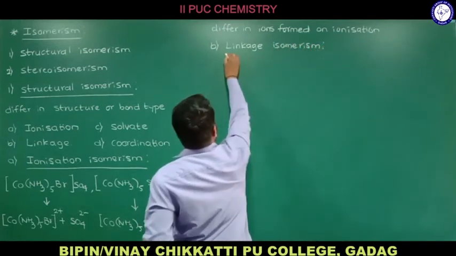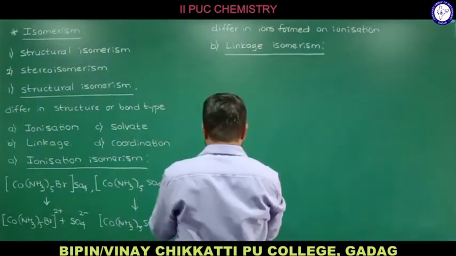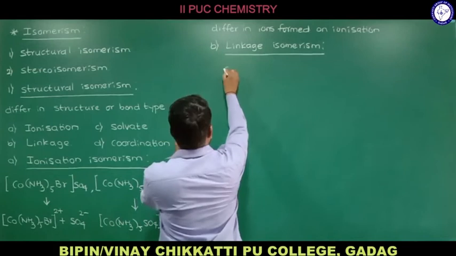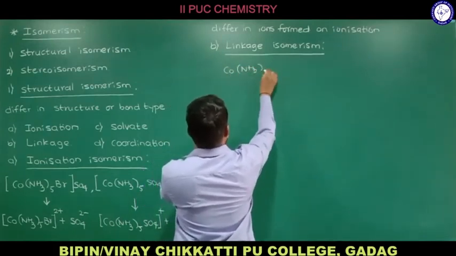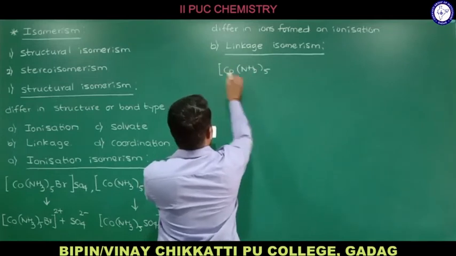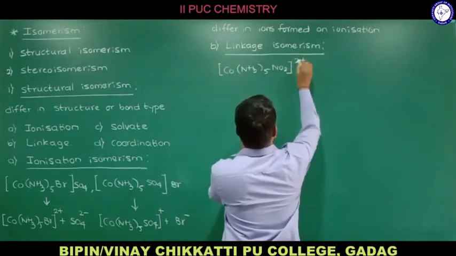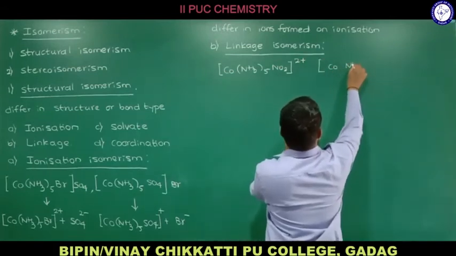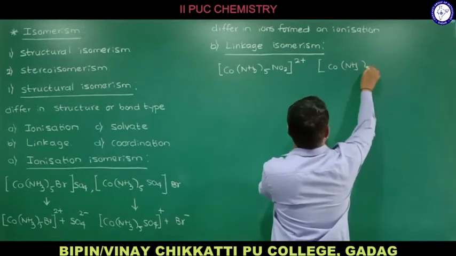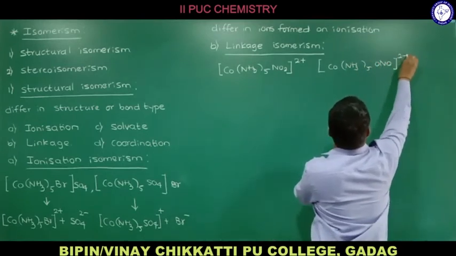So the second one is linkage isomerism. Let me write an example of linkage isomerism. The example I am going to consider here is [Co(NH3)5(NO2)] with a charge of 2+, and one more complex will be [Co(NH3)5(ONO)], and the charge will be 2+.